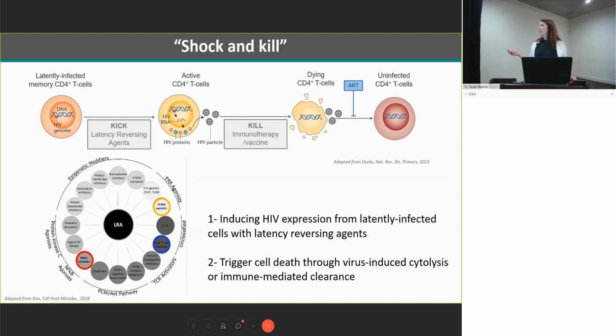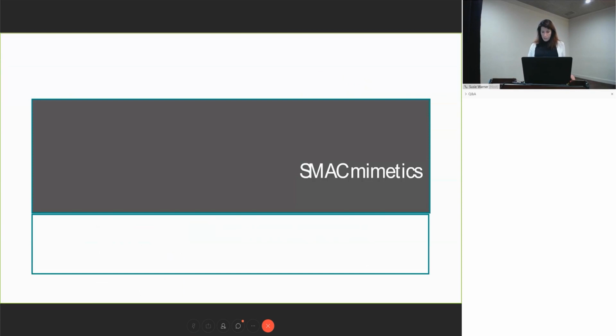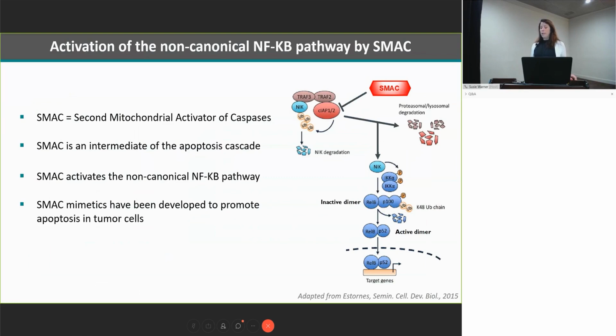Several LRAs are able in vitro to increase viral gene expression, but so far in vivo they show some level of toxicity, and they also show limited effects in preclinical animal models or in clinical trials. So in the search for novel latency reversing agents with minimal off-target effects, interest has been raised in specifically targeting the non-canonical NF-kappa B pathway.